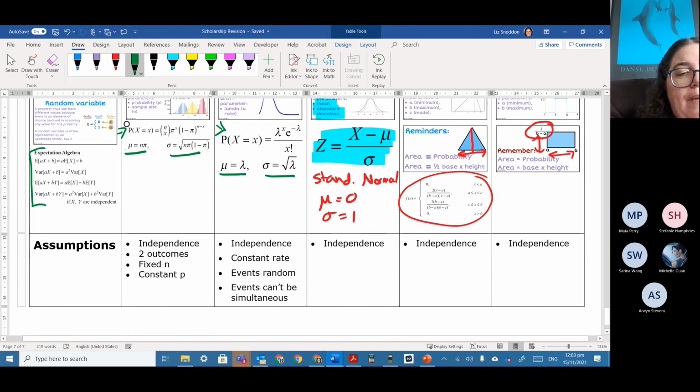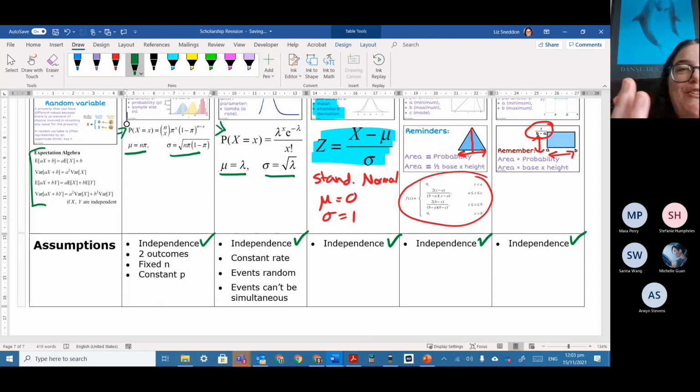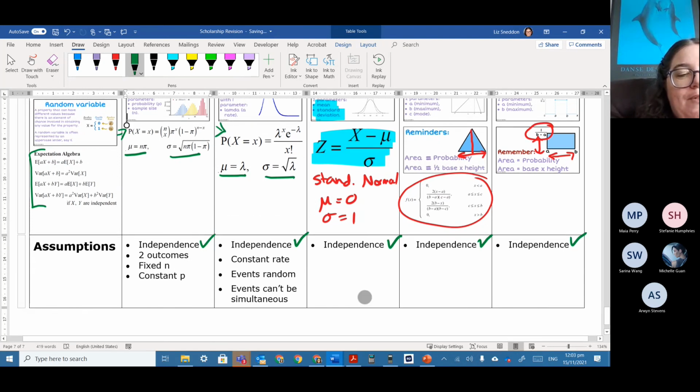And the only other part that we need to remember is the assumptions. They all assume independence. So as soon as it says name an assumption, you're going to tell me about independence. And then binomial and Poisson have a couple of extra assumptions there that we can talk about if the distribution was not binomial or Poisson.